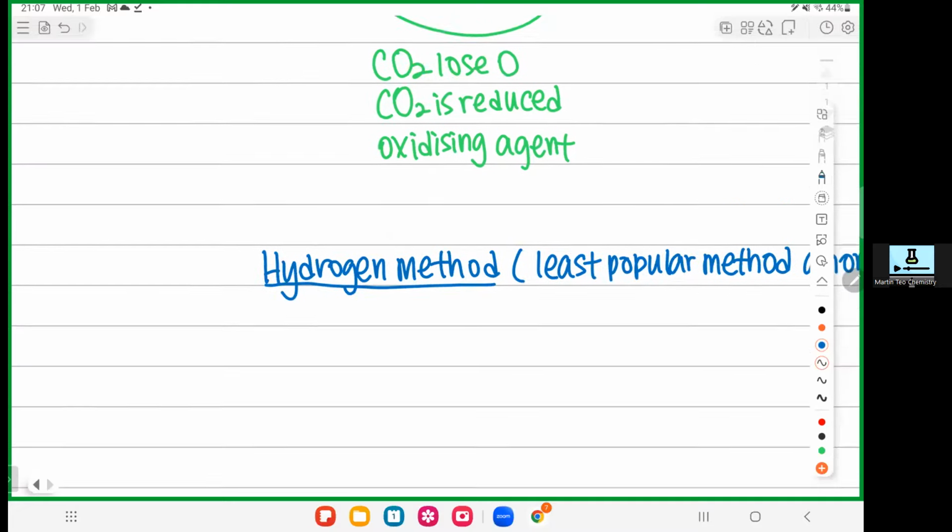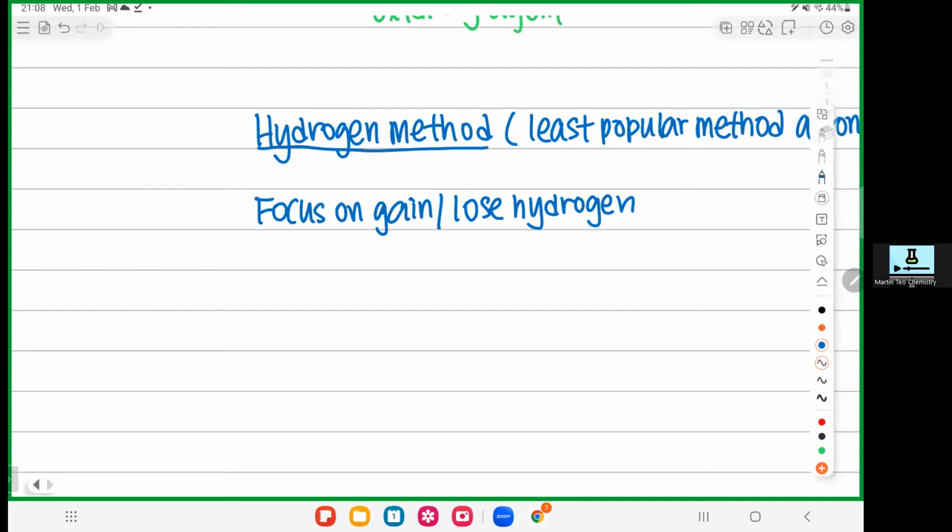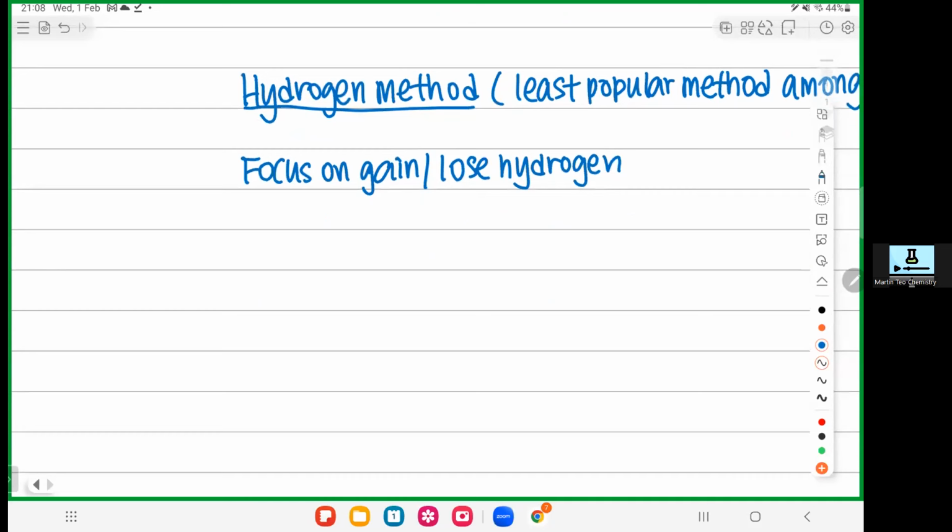Same thing now. We just need to focus on whether you gain hydrogen or lose hydrogen. If you understand the oxygen method, you shouldn't have a big issue at all with the hydrogen method. Let me show it to you now. How are we going to do the hydrogen method? We will use 2 examples to do the demonstration. I'll show you one example and then one question. So example number 1.